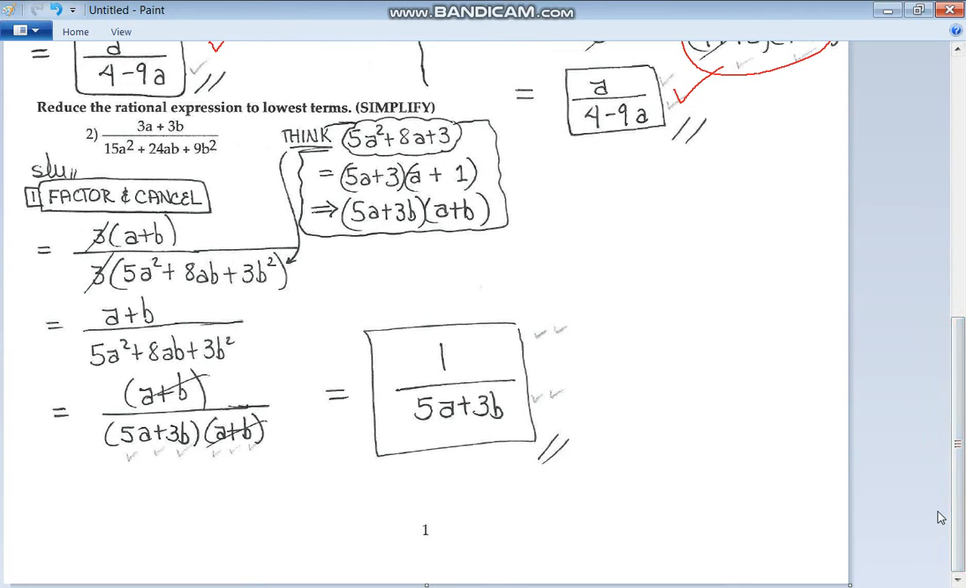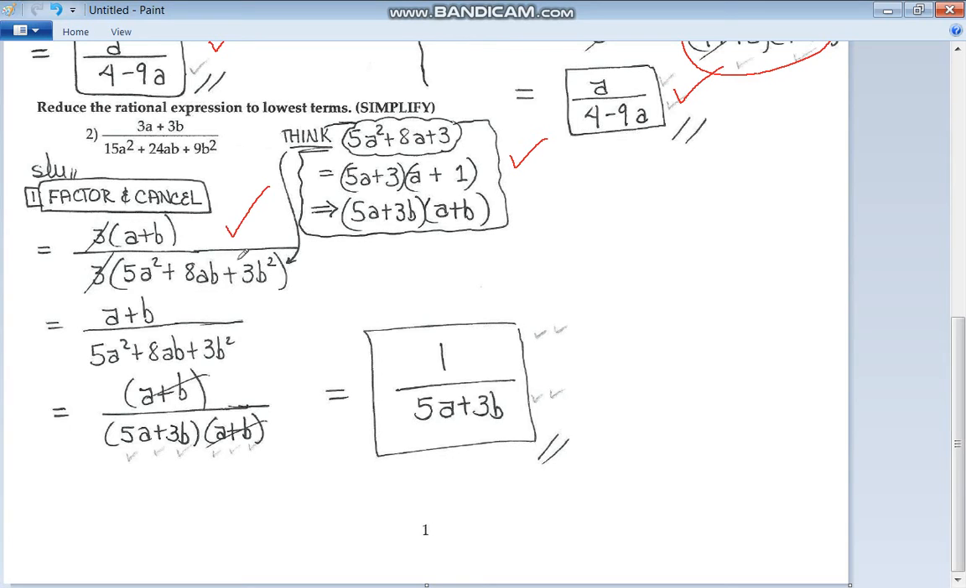Number 2, reduce a rational expression to lowest terms. In other words, simplify. Okay, so there's too many variables here, a's and b's, so I'm just going to think of it this way with just a's in it, and I'm going to factor it that way. And at the end, I'll plug those b's back in. So 5a squared plus 8. Oh, wait, the first thing I did was here. I factored out the greatest common factor on the top and bottom. It was 3, and I canceled it.